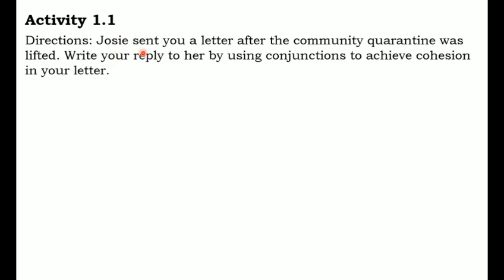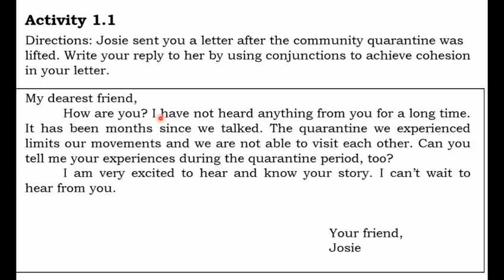Alright, activity 1.1. Directions. Josie sent you a letter after the community quarantine was lifted. Now, write your reply to her by using conjunctions to achieve cohesion in your letter. Now, I'm going to give you a sample answer. If you want to copy this down, you just need to pause the video and then start copying. All right. Here is the letter.